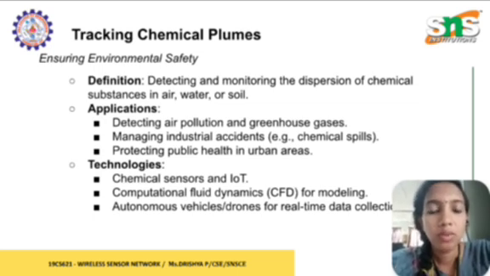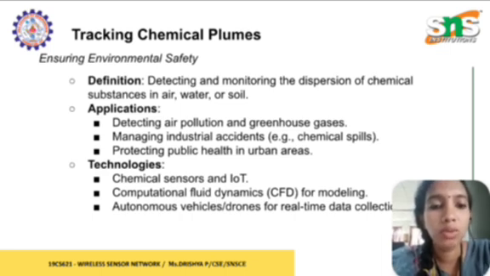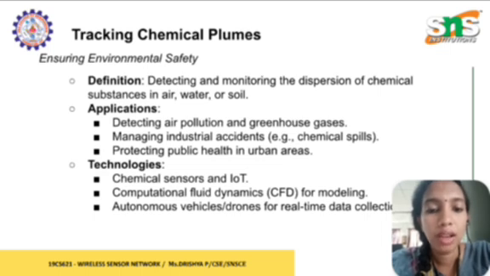So tracking chemical plumes is a crucial issue in our environmental sustainability, like air pollution, water pollution, soil pollution. Everything is the dispersion of chemical plumes. These chemical plumes affect our environment very badly. At the end of tracking these chemical plumes, we have to understand where they are formed, and we have to overcome these chemical plumes and this pollution, which is mainly ensuring environmental safety.